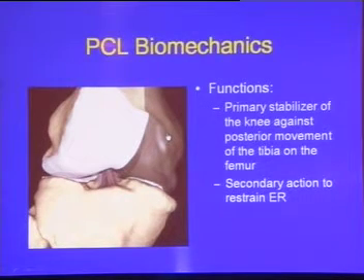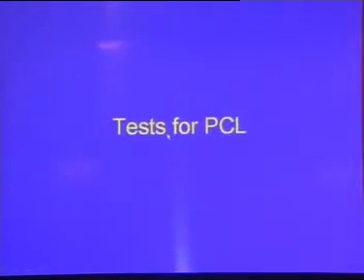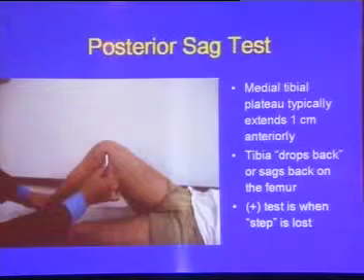Coming to PCL, PCL, as we know, is the primary stabilizer of the knee against posterior movement, and it is the secondary restraint against external rotation as well. There are subtle signs of PCL injury that you might see in your patient, like a healed scar on the anterior part of the tibia, which tells you that the mechanism of injury would have been a dashboard injury, and you always think along the lines of PCL.